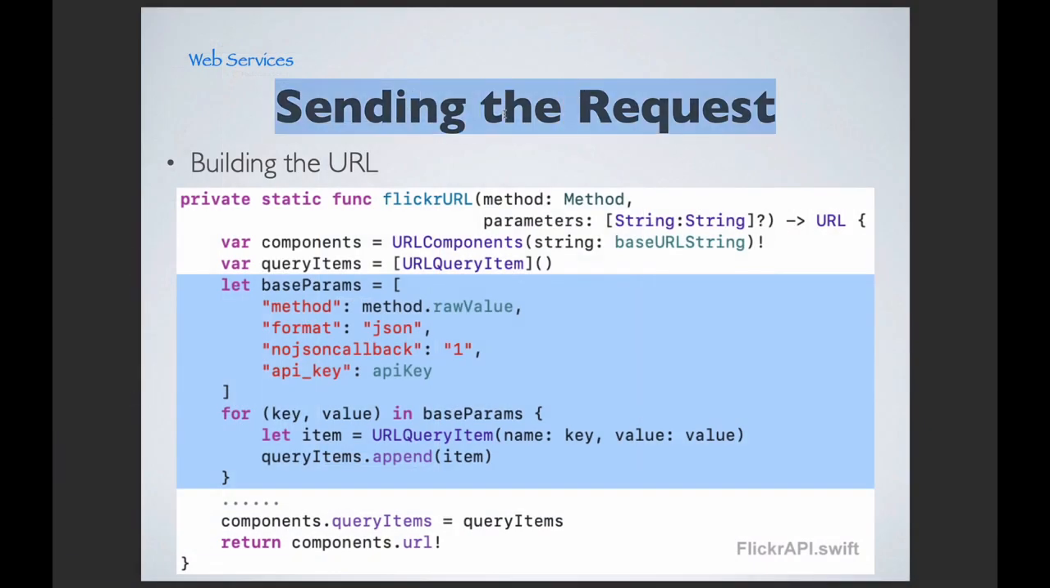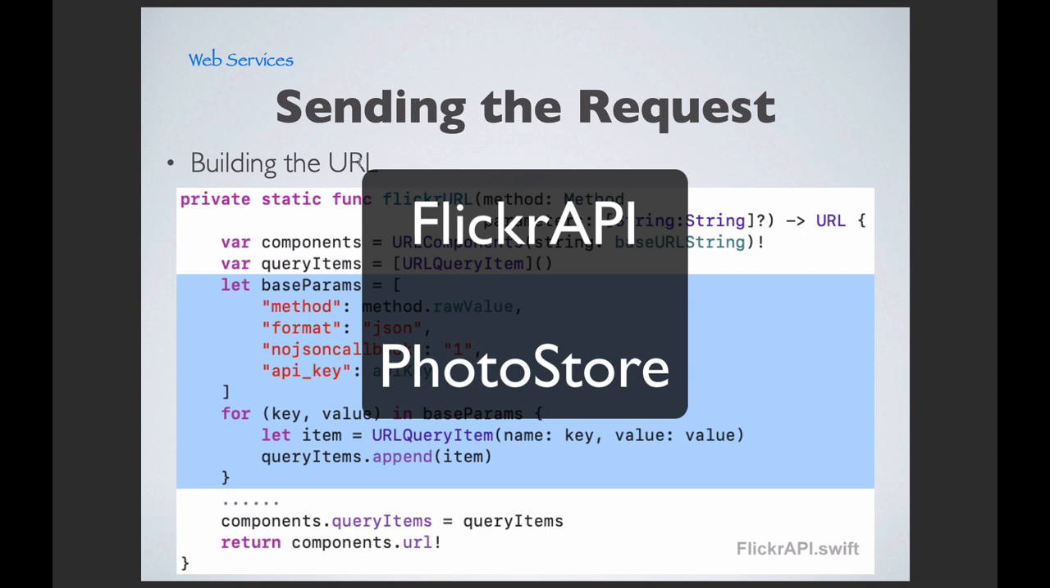Sending the request. Building the URL. Communication with a service is done via requests. You will create 2 types to deal with all of the web service information. The FlickrAPI struct will be responsible for knowing and handling all Flickr-related information. The PhotoStore class will handle the actual web service calls.